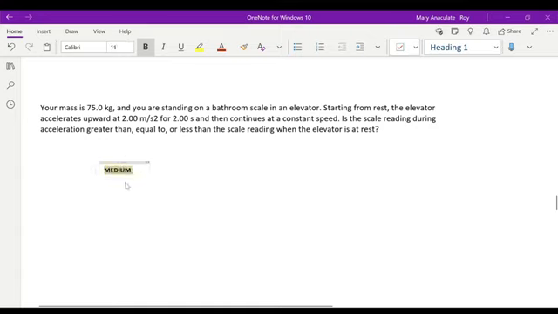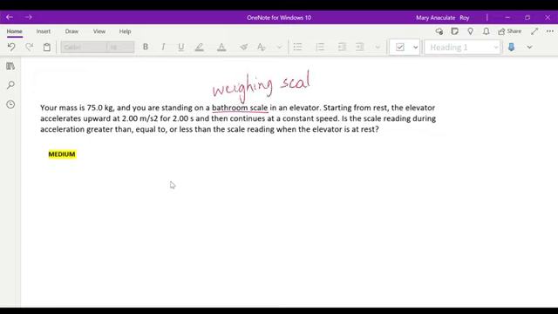Okay, all right, let's read the question. Your mass is 75 kg and you are standing on a bathroom scale in an elevator. So this is nothing but the weighing scale. In an elevator. Elevator is the lift. Starting from rest, so you're not moving initially, the elevator accelerates upward. So there is an acceleration here, upward at 2 meters per second square.